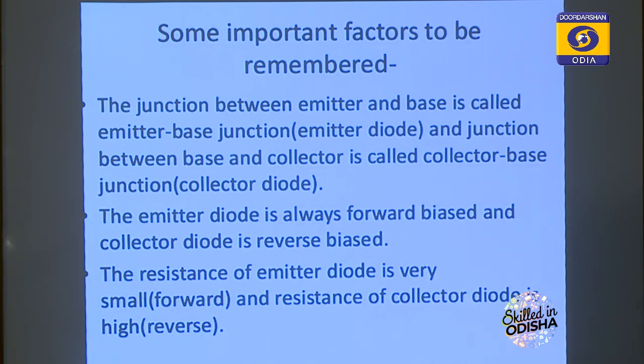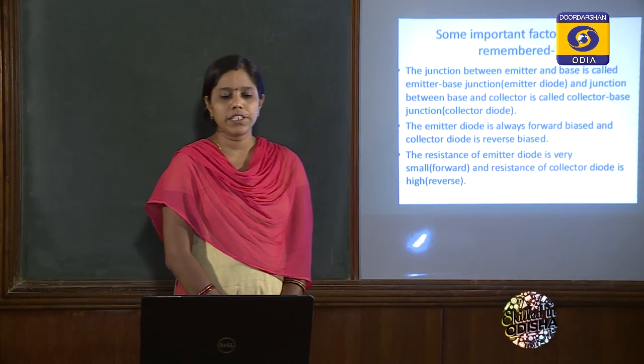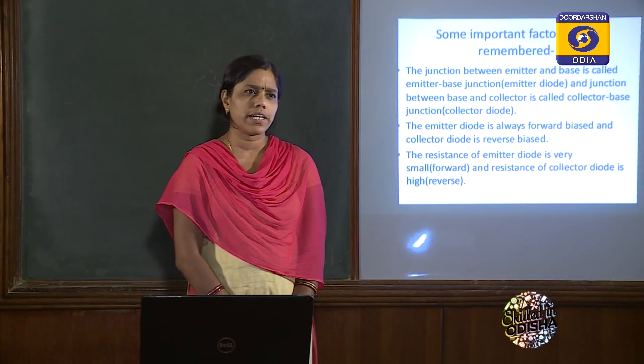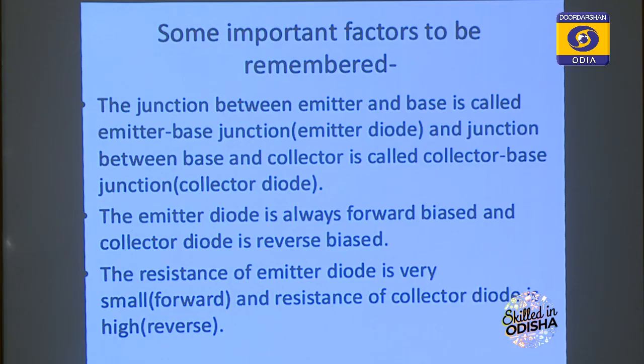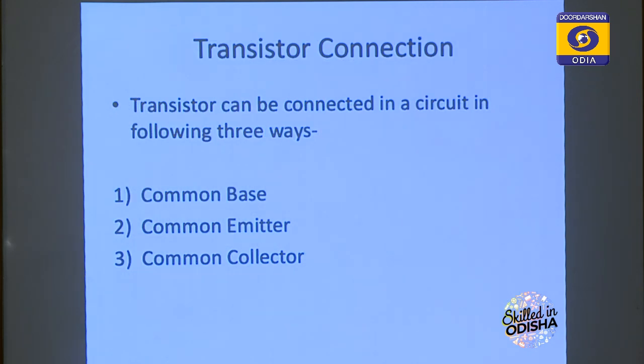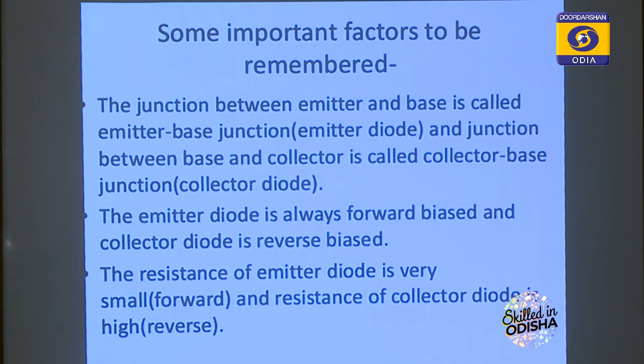And it has also two junctions. First one is the emitter base junction, that should be forward biased, and the base and collector junction, that should be reverse biased. Since the emitter and base junction is forward biased, the resistance of the emitter base junction is small, and the collector base junction should be reverse biased, so the resistance of the collector base junction should be high.